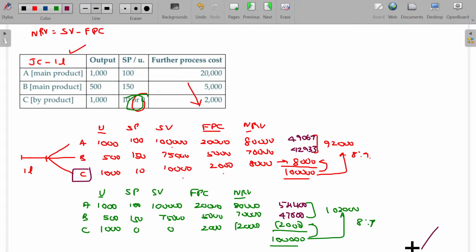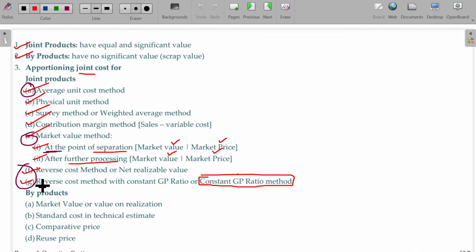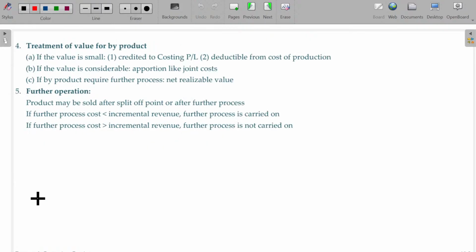So the treatment in case of allocation of joint cost along with the byproduct is also completed. In case of market value or value on realization, whatever it may be, is assumed to be the amount recovered. Or standard cost if we have, or comparative price or reuse price can be considered for byproduct valuation purpose. Now, how can we treat the value for byproduct? Where can we adjust this?